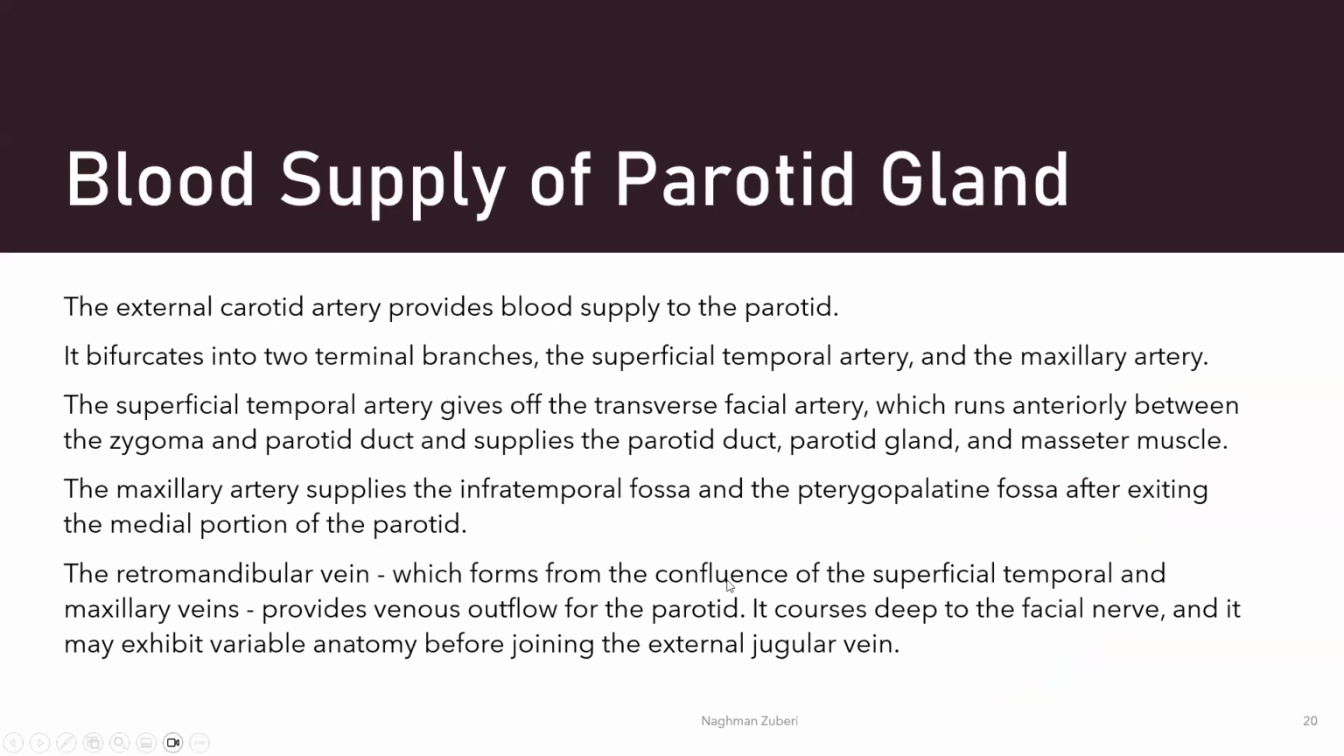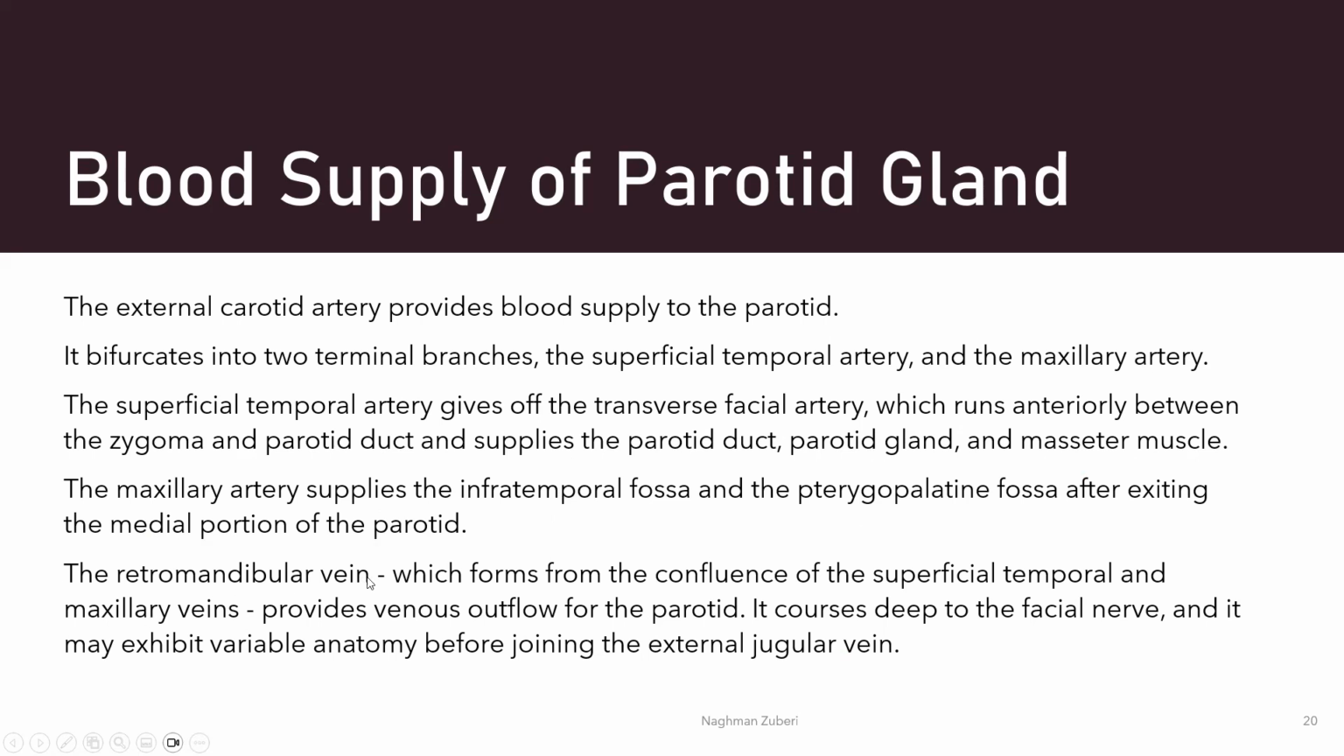Blood supply of parotid gland. The external carotid artery provides blood supply to the parotid. External carotid, not the internal. It bifurcates into two terminal branches, the superficial temporal artery and the maxillary artery. Superficial temporal artery gives off the transverse facial artery, which runs anteriorly between the zygoma and parotid duct and supplies the parotid duct, parotid gland, and masseter muscle. The maxillary artery supplies the infratemporal fossa and the pterygopalatine fossa after exiting the medial portion of the parotid.